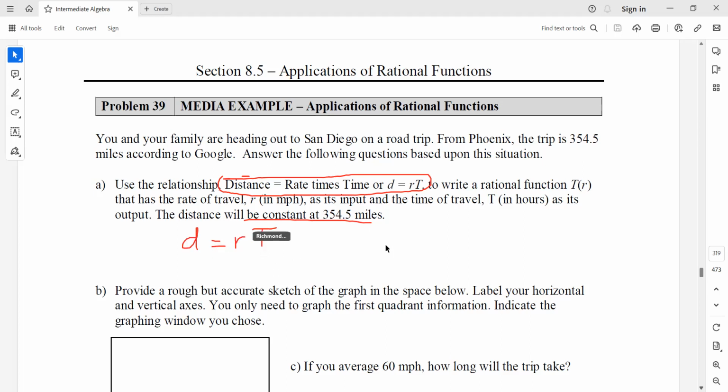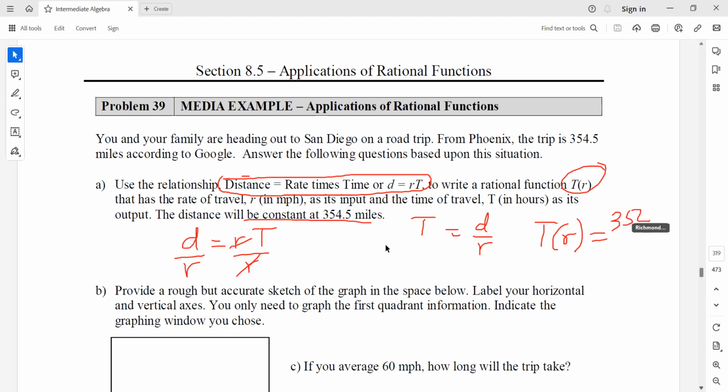So remember that D equals RT. Now we're trying to make T the output. So we divide both sides by R. So T equals D over R. Now we do know that to write a rational function, we need to put that in there. Now D is constant, so we have 354.5 over R, like that. So this becomes my rational function.